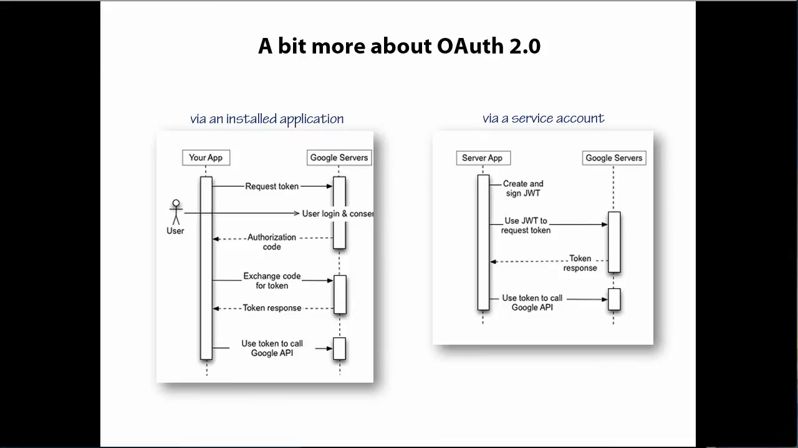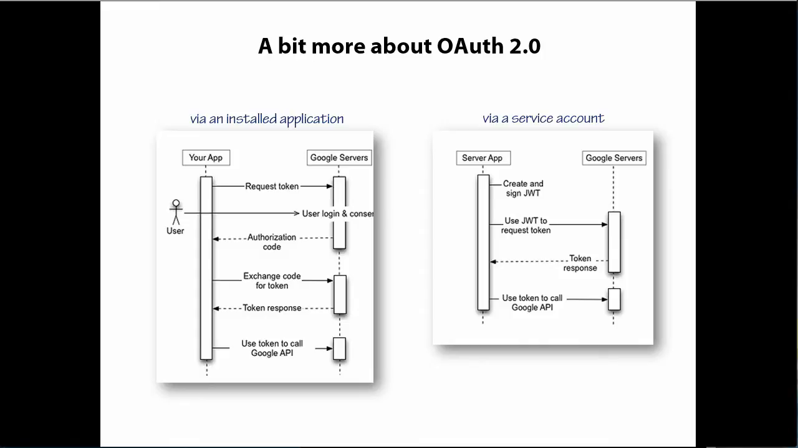Now again, just to drill more into this, and I have a link with these slides that I recommend that you read, Google's documentation. Generally, OAuth has two paradigms, and there are more nuances to it, but the idea is that you have an installed application where you get an auth token from Google's servers, and then you get your code and exchange your code for your token and token response, and then use your token to call the Google API. So it's a handshake with your token.